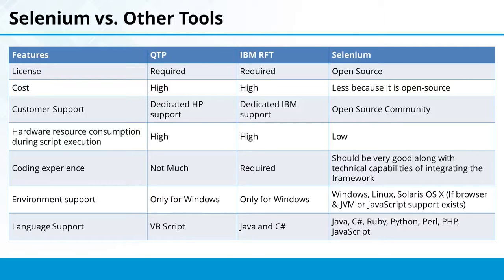Environment support. We can run QTP only on Windows and RFT only on Windows. But look at this: Selenium supports any version of Windows, Linux, Solaris, provided browser, JVM or JavaScript support exists. Obviously, we should have browser support for these operating systems. Only three are mentioned here, but you can have Mac or Ubuntu. All the major operating systems are supported by Selenium.